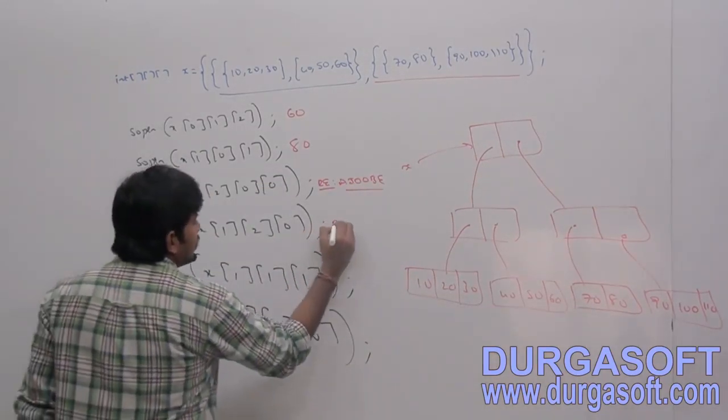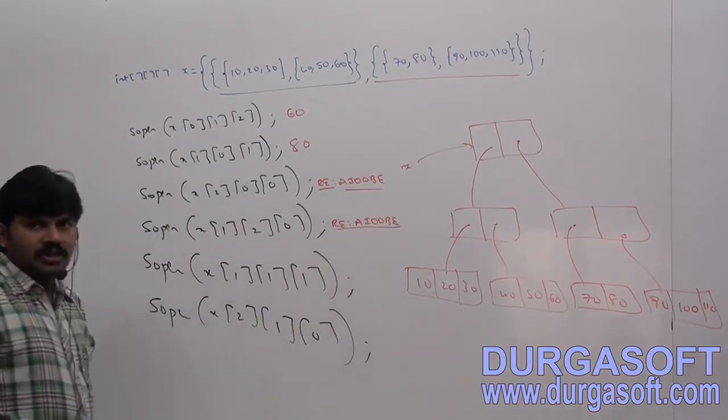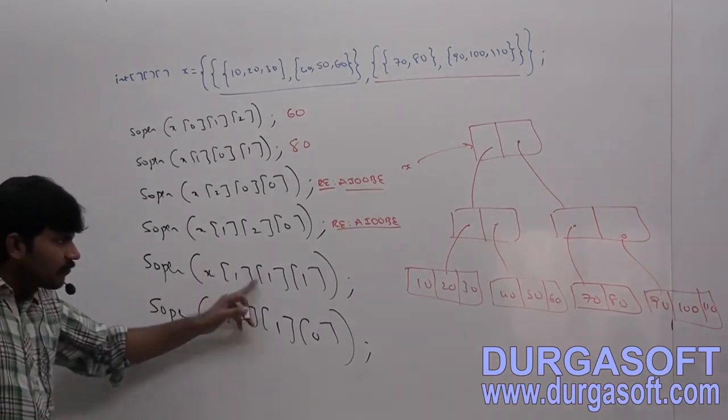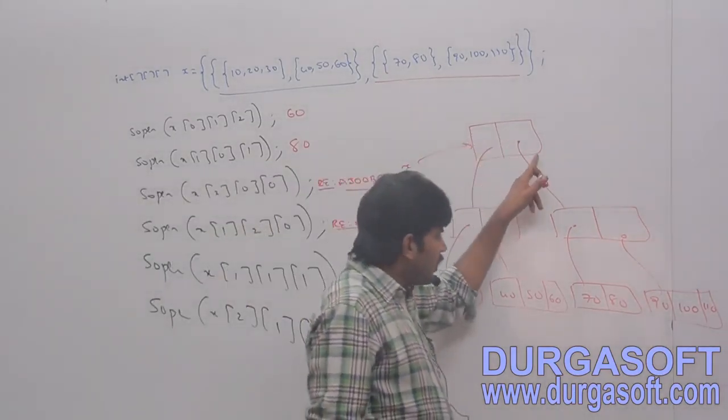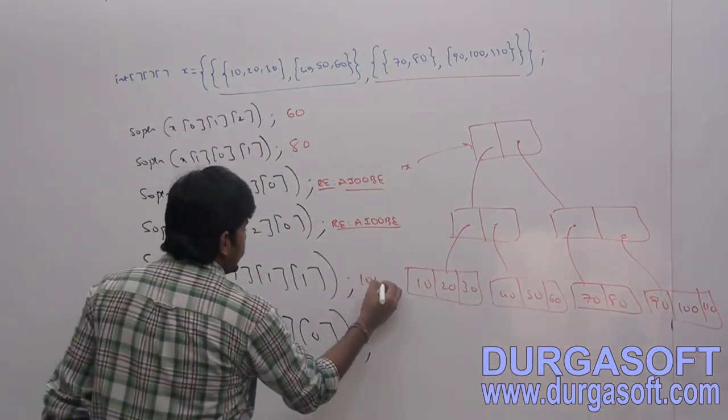Once again, array index out of bounds exception. Next, x of 1, 1, 1. X of 1, 1, 1 is nothing but, what is the answer? 100.